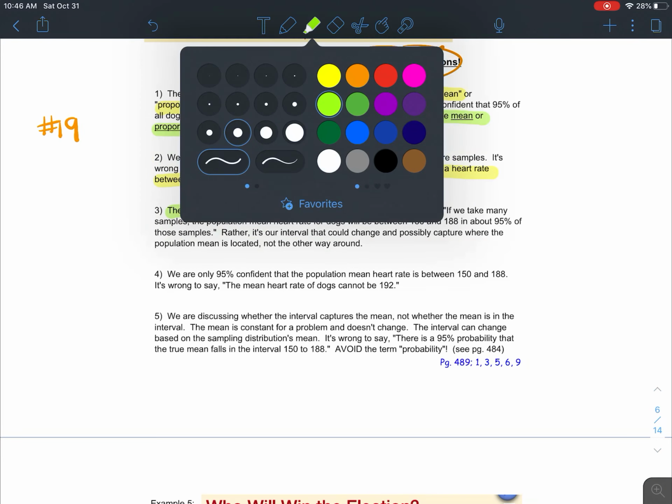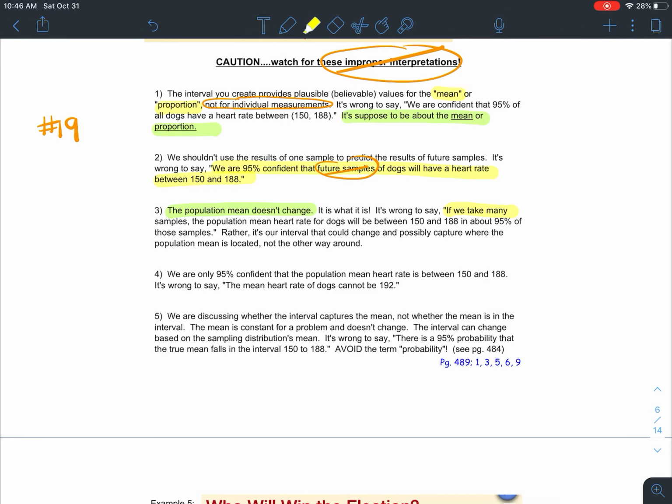So it is absolutely incorrect to say that if we were to take many samples, the population mean heart rate for dogs would be between 150 and 188 in about 95% of those samples. Okay, that's suggesting that 95% of the time, the population mean is between 150 and 188, and then 5% of the time it's not. Okay, what's changing is our confidence interval. Every time we gather a new sample, it creates a slightly different interval. The interval can change, and so because the interval is changing, it could possibly capture where the population mean is located or not, but it's not the population mean that's changing.